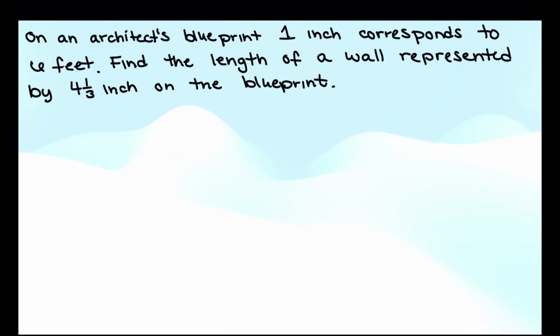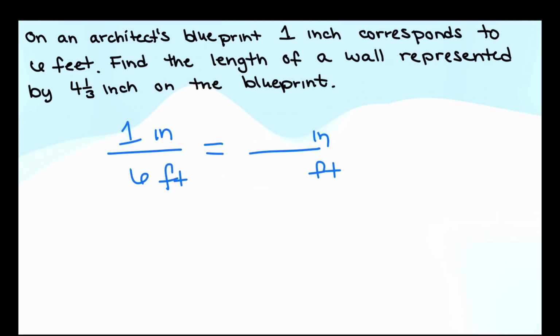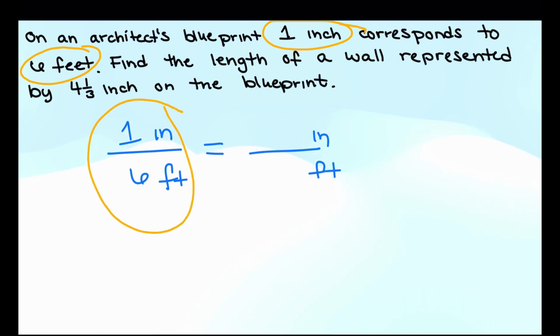The key to solving an application with a proportion is to really keep track of or pay attention to the units. So in your proportion, there will always be two numbers that are given to you that go together. In this case, 1 inch corresponds to 6 feet. So I'm going to start by writing the two numbers that go together as a ratio, and I'm going to put that on one side of my proportion. 1 inch goes with 6 feet.